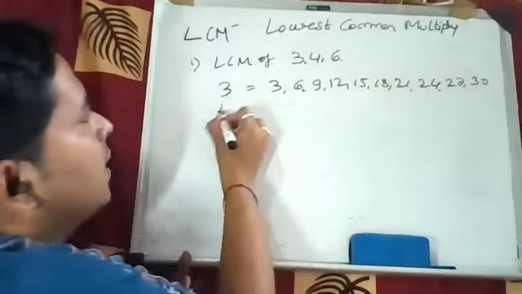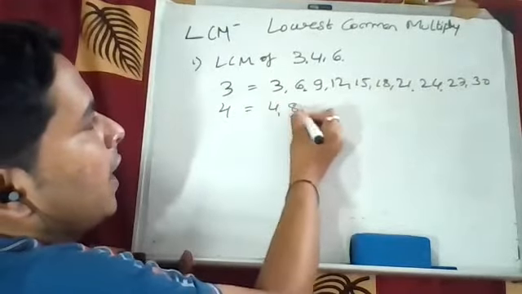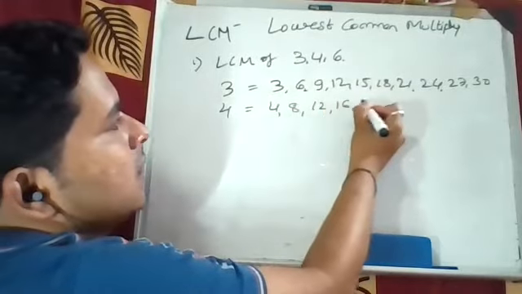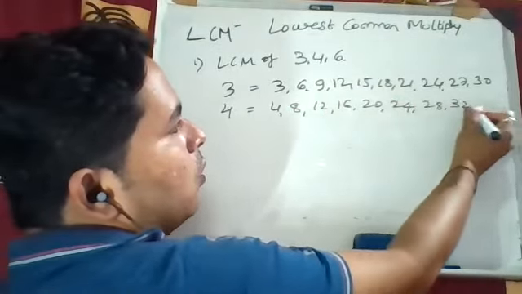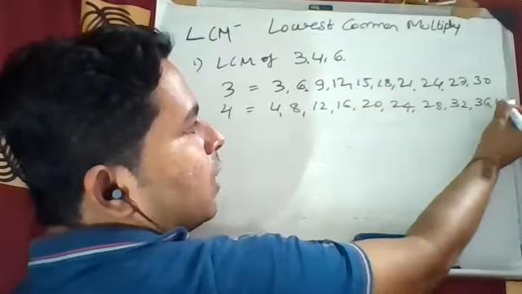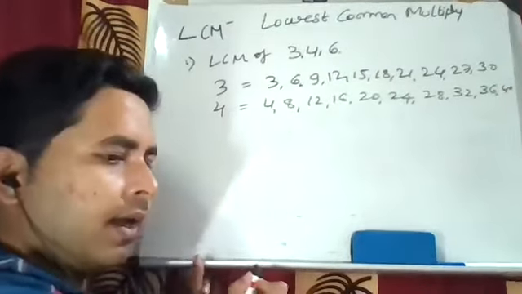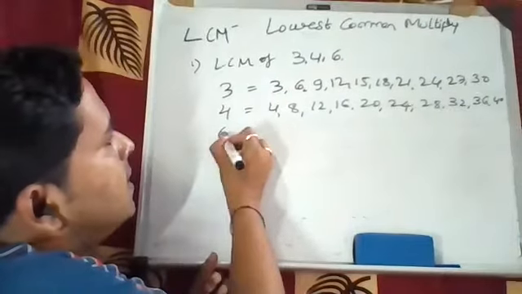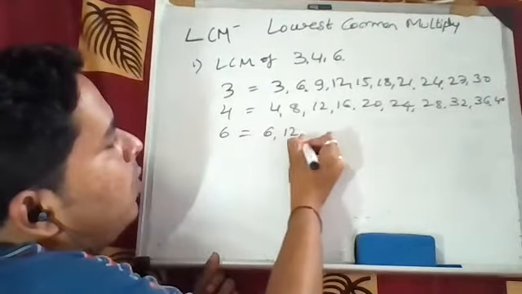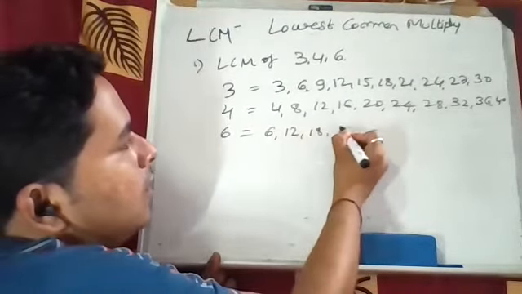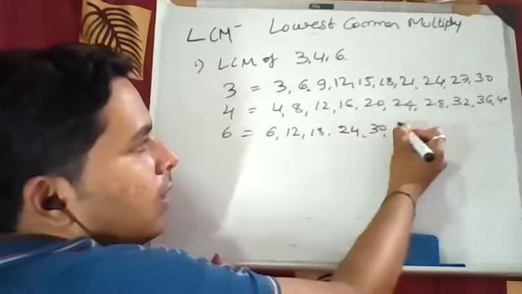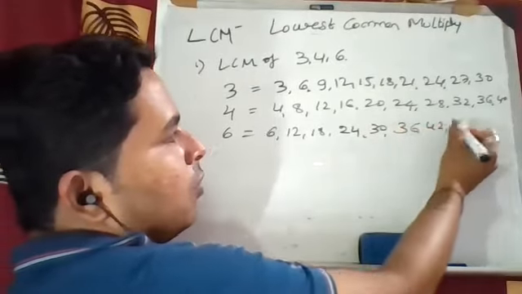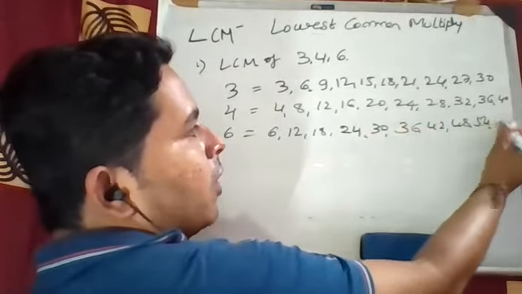And what is the table of 4? 4, 8, 12, 16, 20, 24, 28, 32, 36, 40. Yes. And what is the table of 6? 6, 12, 18, 24, 30, 36, 42, 48, 54 and 60.